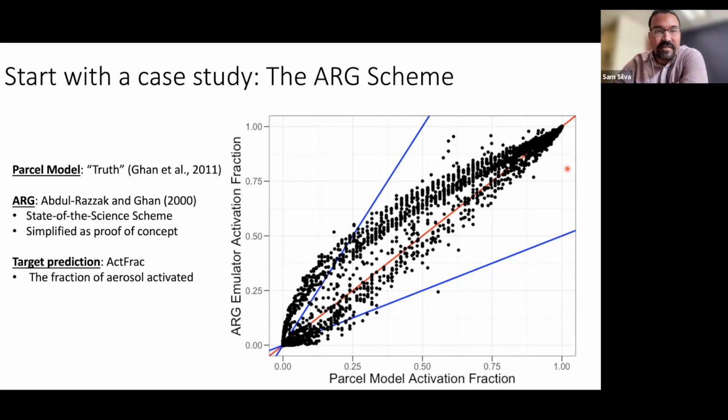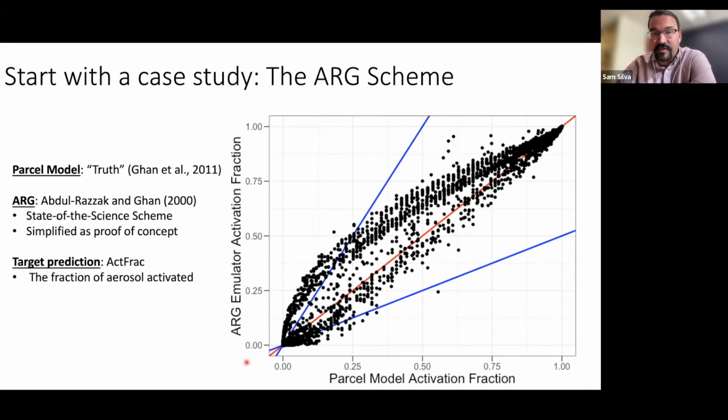Here, what we're interested in using is the differences in prediction between a detailed cloud parcel model, a detailed but slow model that could not be used in an Earth system model but has the latest and greatest physics, and the parameterization numerical approximation from the Abdul-Razzak and Ghan scheme. This is what I showed on the previous slide. And we want to predict the fraction of aerosol activated. The performance of that original scheme is shown in this figure, where on the x-axis you have what we are considering the truth here, the detailed but slow model, and on the y-axis we have the existing parameterization.